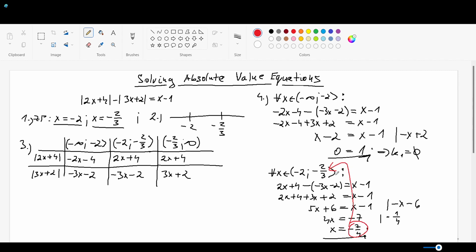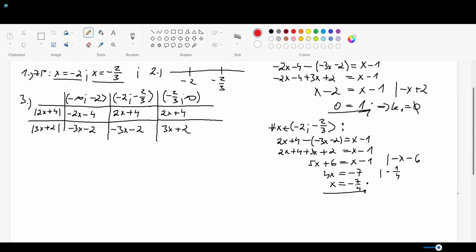Now we have to check if this number is really from this interval. Is it? Yes, it is, of course. Because if it were negative 2, then it would be negative 8 over 4, and this is more than negative 2, so we are really fine here, which means K2 is a one-element set with the number negative 7 over 4. So this is our first solution. Our second solution, let's use the space here.